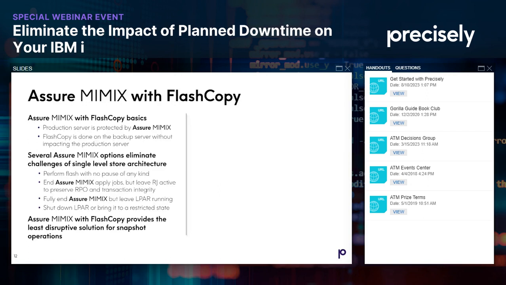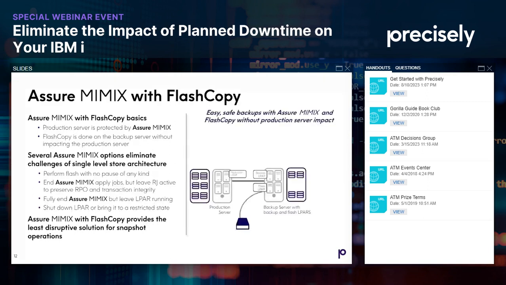So how do we address that in conjunction with Flash Copy if you've already invested in this technology? What you do is you perform a flash with no pause to your production system of any kind, right? We have Mimics, as I mentioned, logical replication with Mimics running. You end your apply jobs. Meanwhile, the plumbing for logical replication, IBM's remote journaling, is active, and that's very important because it preserves your recovery point objectives and the integrity of the transaction. So you would fully end Mimics on the target, but you would leave the logical partition up and running, right? That's one way. Shut down the LPAR, bring it to a restricted state. The bottom line is Mimics with Flash Copy provides the least destructive solution for these types of operations.